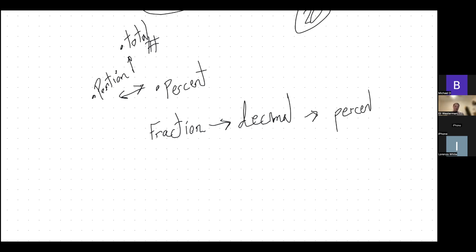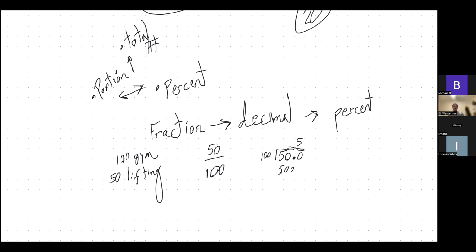So let's look at this first one. Remember we had 100 at the gym and we had 50 lifting. So what can we do here? We can say there were 50 lifting over 100 total, and we can turn this into a decimal. How do we turn it into a decimal? We divide. So 50 divided by 100. This is right. Then we add the decimal and a 0. 100 goes into 500 5 times. 500, 0, bring up the 5. So 0.5 is the decimal.